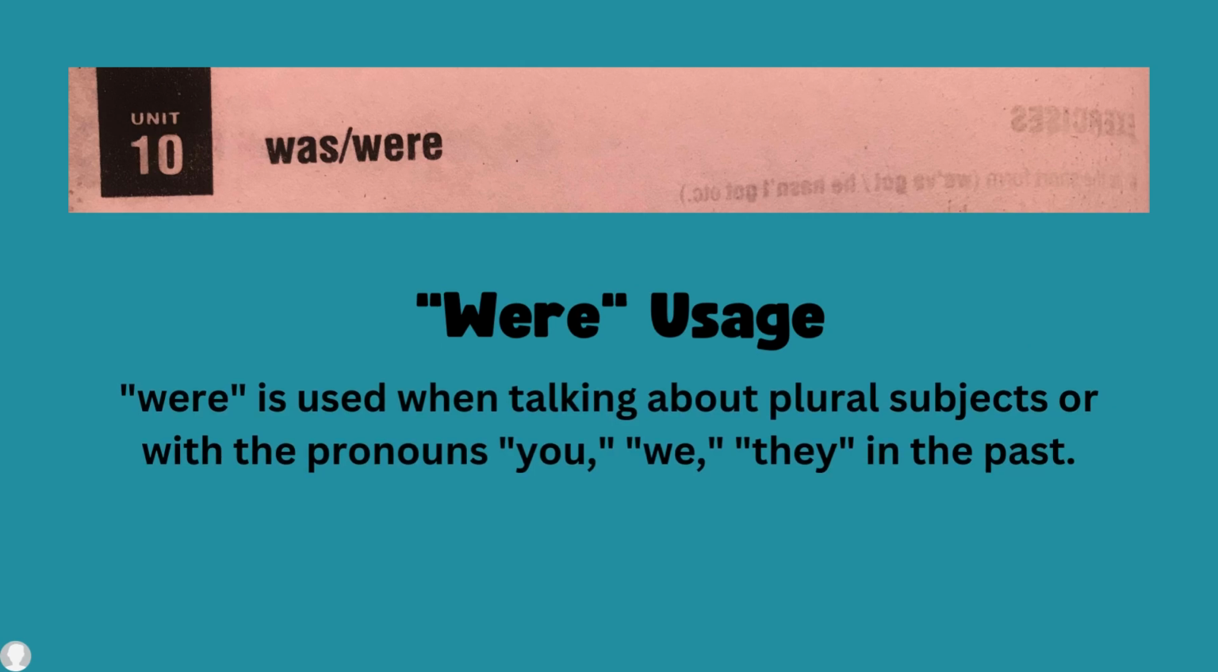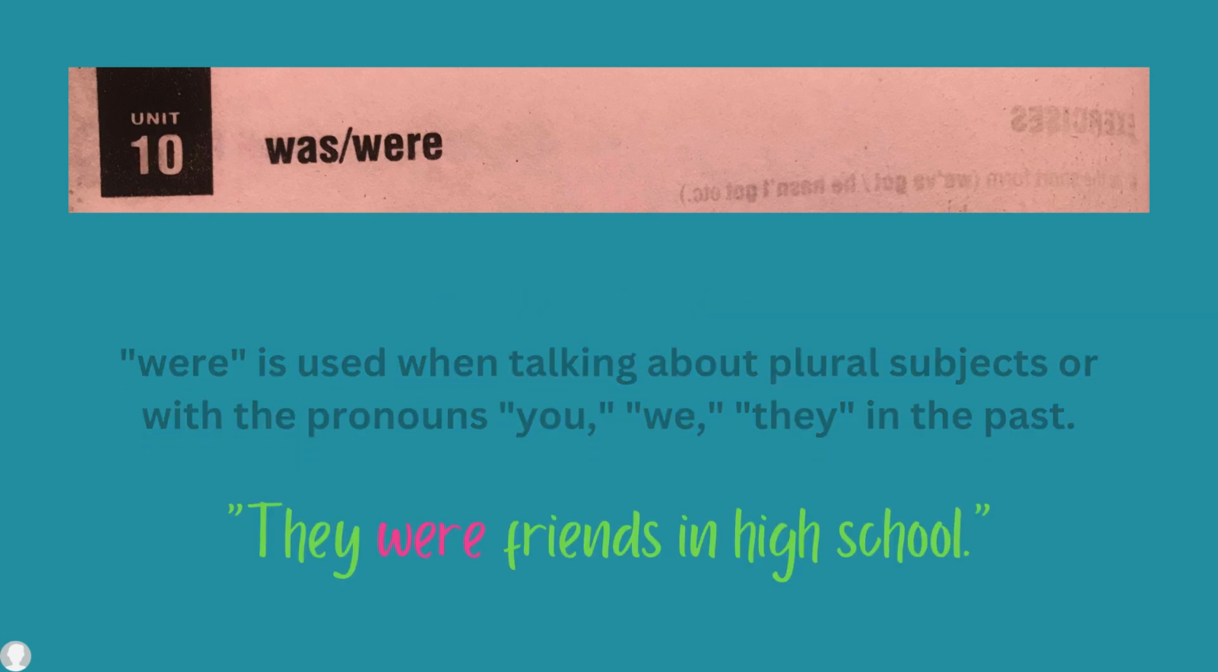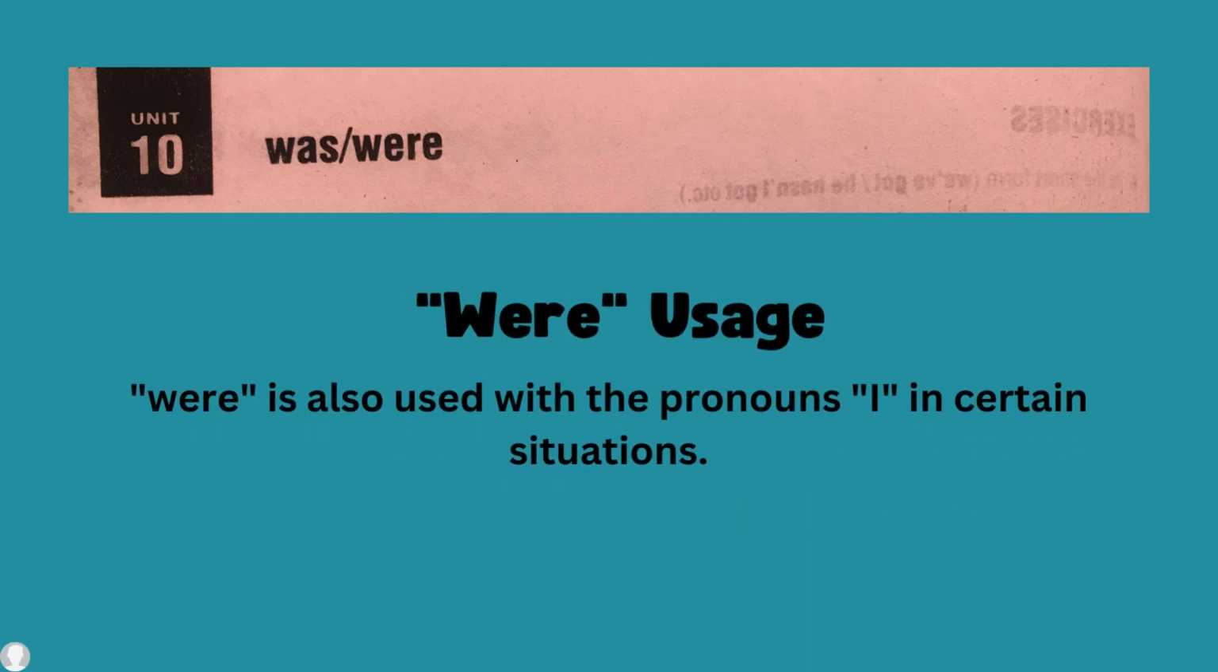Now let's take a look at the usage of were. Were is used when talking about plural subjects or with the pronouns you, we, they in the past. For example, they were friends in high school. Were is also used with the pronoun I in certain situations. For example, I wish I were taller.